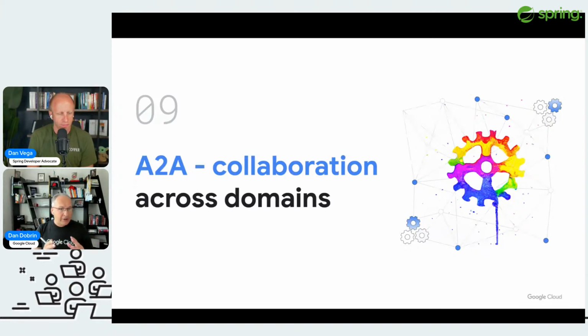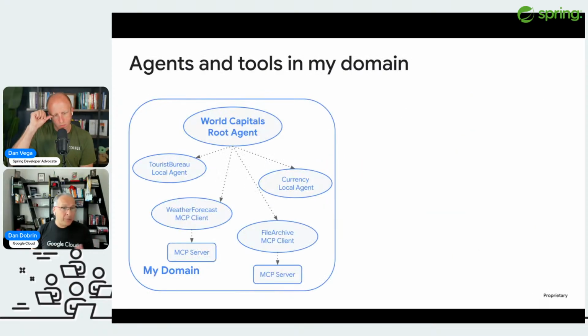I like to call it an internal versus an external type of problem. So when A2A came up with the idea, I'll use this sample I used at Spring I/O a month ago. Here's an app which has an agent that deals with information and lets you do research about world capitals. And you might have a number of small agents, some with currency exchange, some with access to a file archive, maybe a tourist bureau.